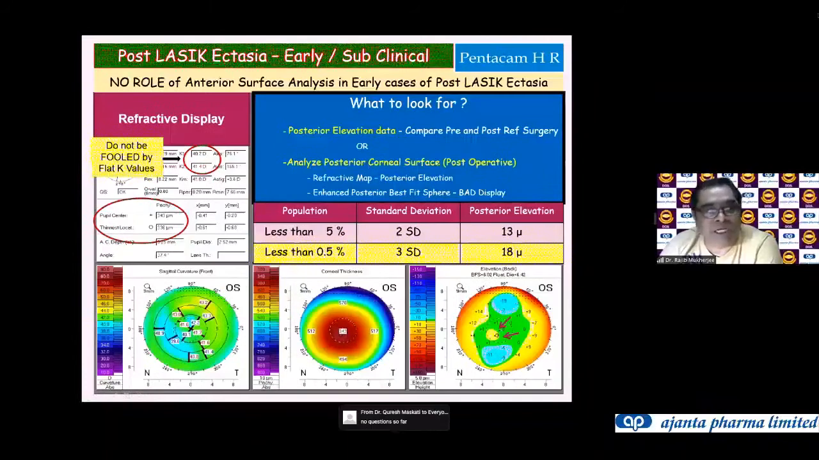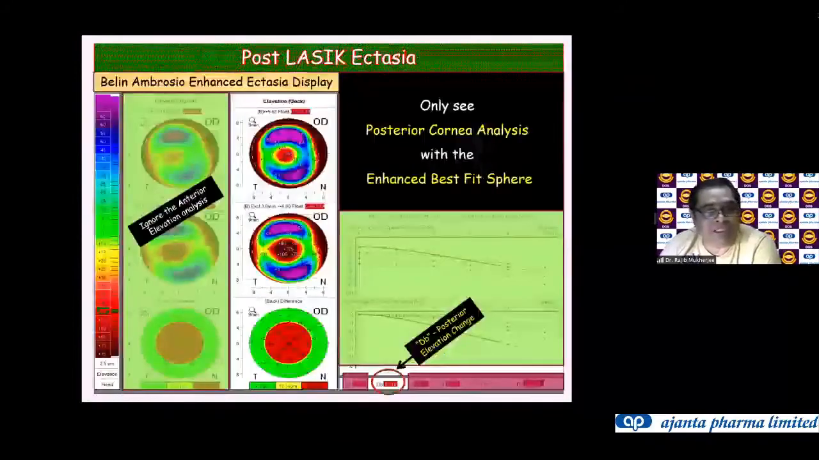So what we do is analyze the posterior corneal surface on the refractive map and the Belin-Ambrosio display. And never be fooled by the K values. The K values in early post-LASIK ectasia are always flat. So just be very careful about the K values. Don't go by the K values being flat and conclude it can't be a case of ectasia.